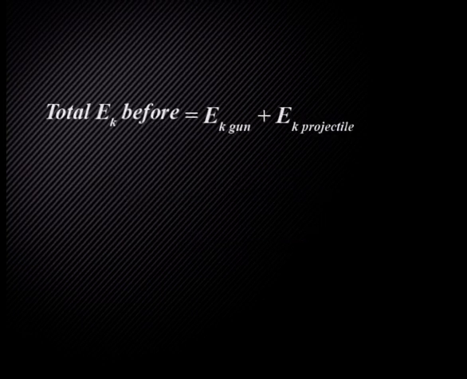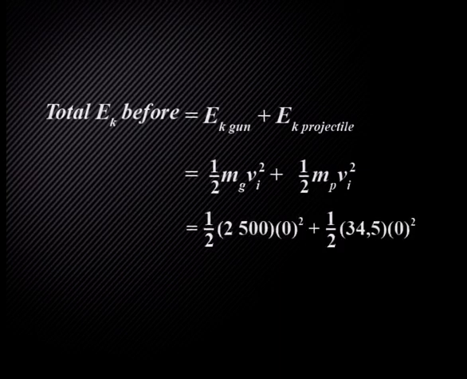The total kinetic energy of the system before the explosion is equal to the initial kinetic energy of the gun plus the initial kinetic energy of the projectile. This is equal to half times the mass of the gun times the gun's initial velocity squared plus half times the mass of the projectile times the projectile's initial velocity squared. Now we substitute in the values we know. Half times 2,500 times 0 squared plus half times 34.5 times 0 squared. This gives us an answer of 0.